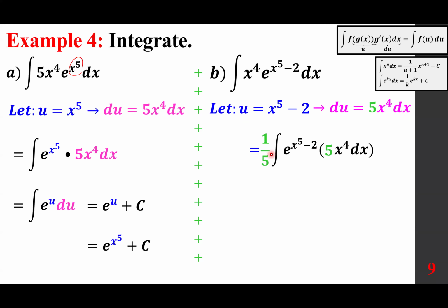And now you notice that you have a 1/5 e to the power of u du. Again, the same as this one, of course, with 1/5. So you write 1/5 e to the power of u plus a constant. Replace the u, and we are done. 1/5 e to the power of x to the power of 5 minus 2 plus a constant.